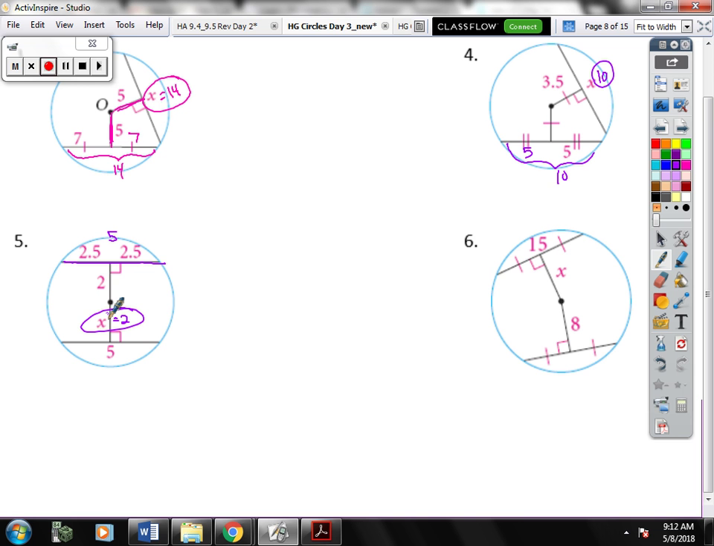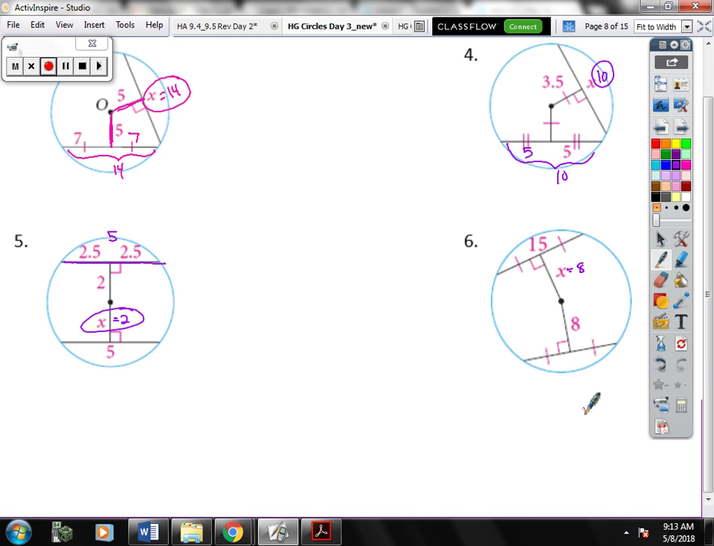And then how about 6? What do we think the answer for x would be? Maybe someone I haven't heard from yet today. Right? X equals 8. Yes. You can see the chords are congruent by the markings, so they have to be equidistant. So they have to be 8 and 8.